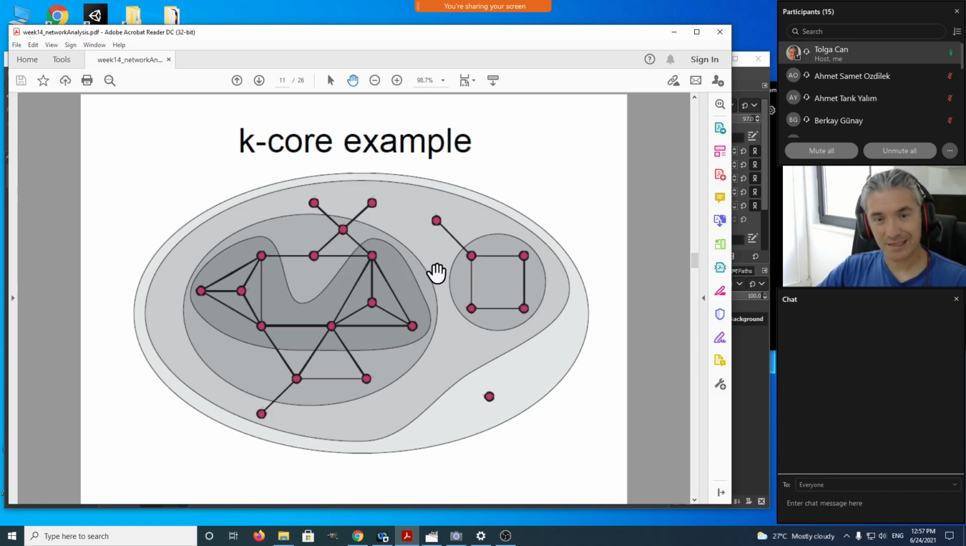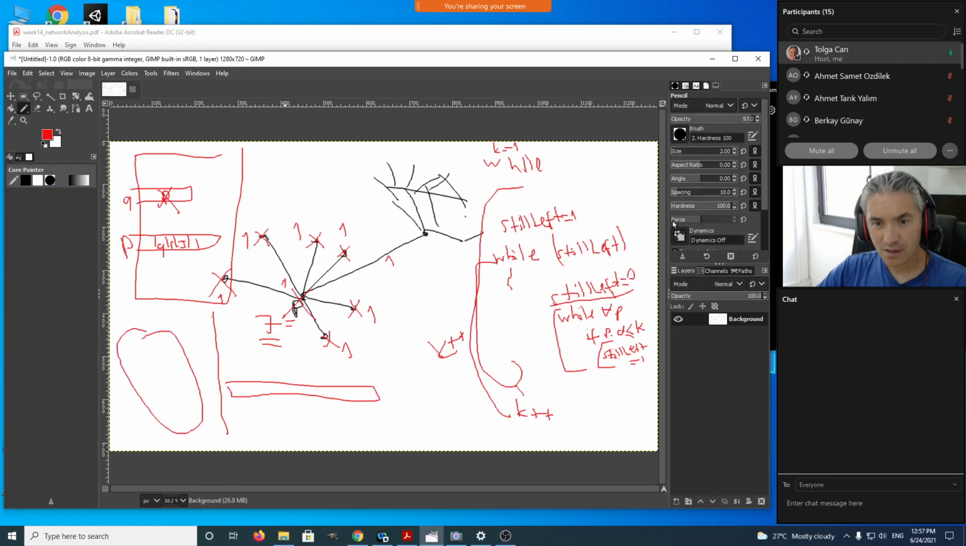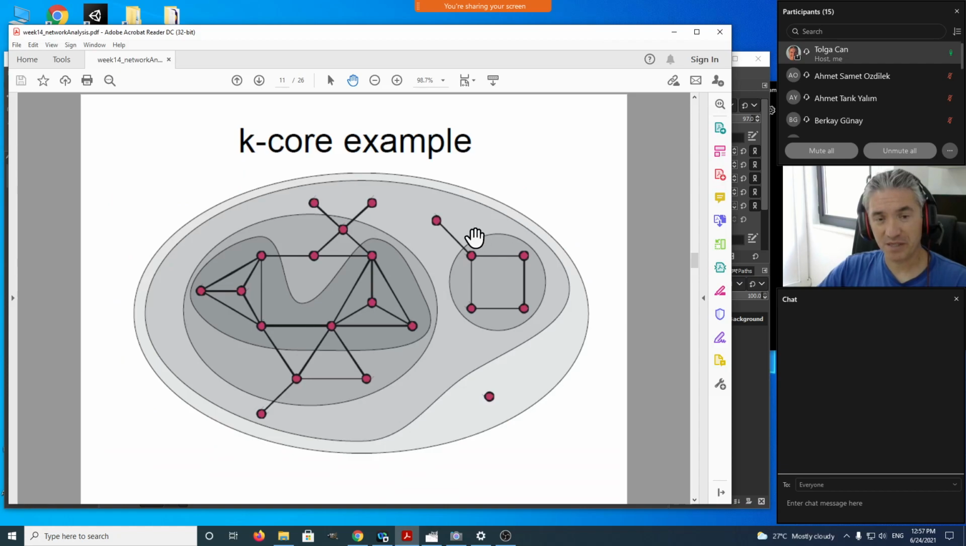So when I get to the second while loop, that still removes, or what did I call it? Still left will be 0. No node will be removed at that iteration, and then I will make k equal to 2. At k equal to 2, all these are removed, which means that they can be a maximum member of a maximum 2 core.